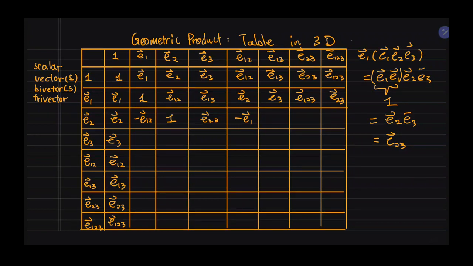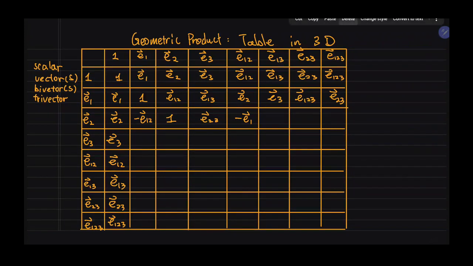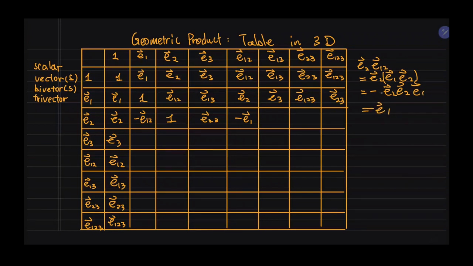It's because e2 e12 is equal to e2 e1 e2, and if you swap the order between these two, you get e1... no, sorry, e2 e2 e1, and you get minus e1. So this is why e2 e12 is equal to minus e1.